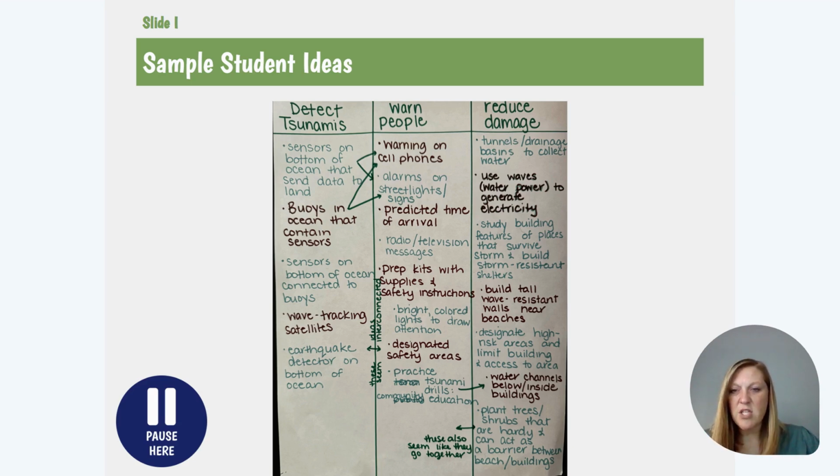So I'd like for you to just take a moment and read through these and then record information about at least 3 of these ideas into your data table for part 3 and make sure that you identify which category they came from. So if I choose the second one under detect tsunamis that says buoys in the ocean that contain sensors, I'm going to write that for person A. And then I'm also going to say that it is the technology that detects tsunamis on my paper. So pause the video here until you are ready to move on.